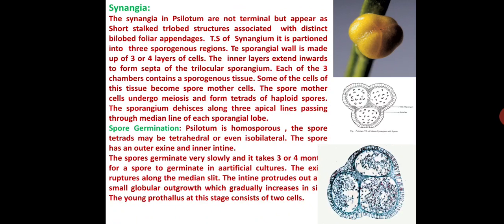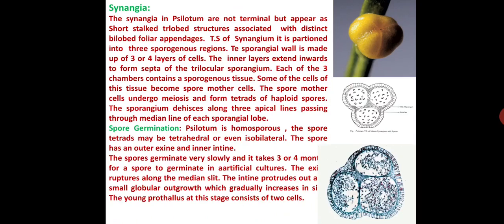The sporangial wall is made up of 3 or 4 layers of cells. The inner layers extend inwards to form the septa of the trilocular sporangium. Each of the 3 chambers contains sporogenous tissue. Some of the cells of the tissue become spore mother cells. The spore mother cells undergo meiosis to form spore tetrads of haploid spores. The sporangium dehisces along 3 apical lines passing through the median line of each sporangial lobe.